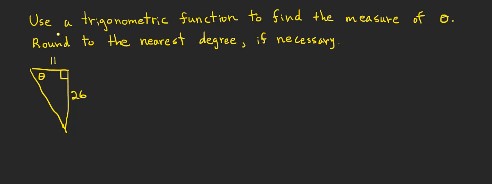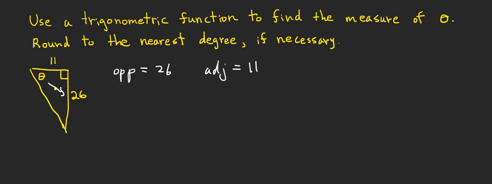So they want us to use a trigonometric function to find the measure of theta and round to the nearest degree if necessary. So you have this theta. Theta is right here. And you have 11, you have 26. The opposite of theta is 26. And this is adjacent. Adjacent is 11. And we don't know what the hypotenuse is. However, you could find it by using the Pythagorean Theorem.